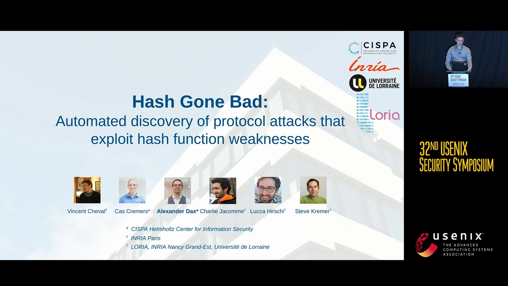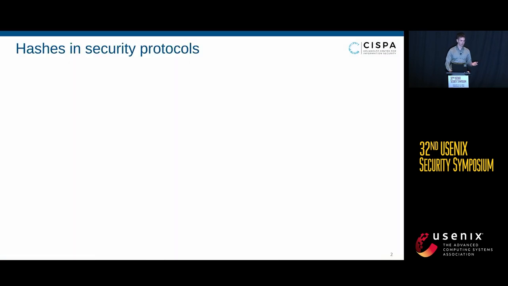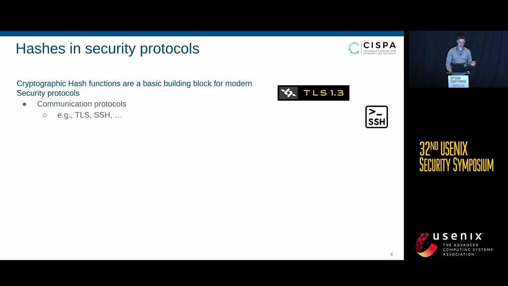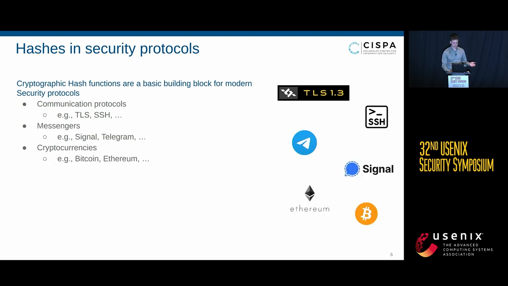So let's start with why do we care about hashes and security protocols? In modern security protocols, hashes are a main basic building block that is spread everywhere. In communication protocols like TLS or SSH, we see hashes. Modern messengers like Signal or Telegram use them. And for cryptocurrencies, they are the main basic building block.